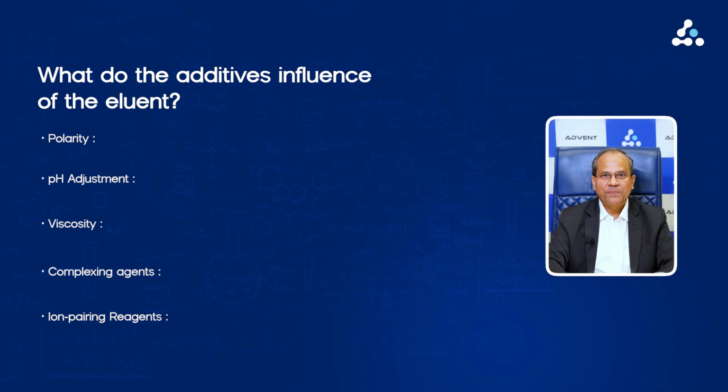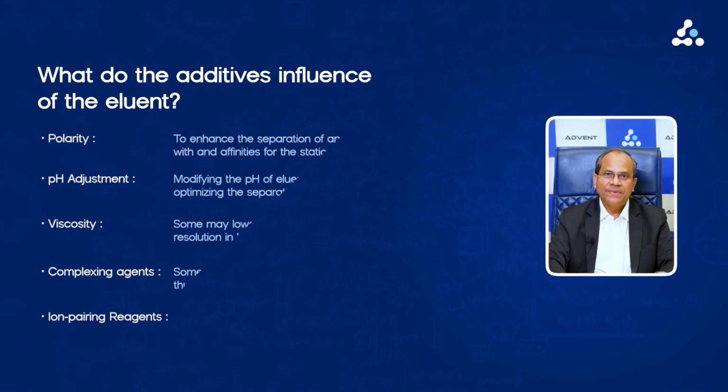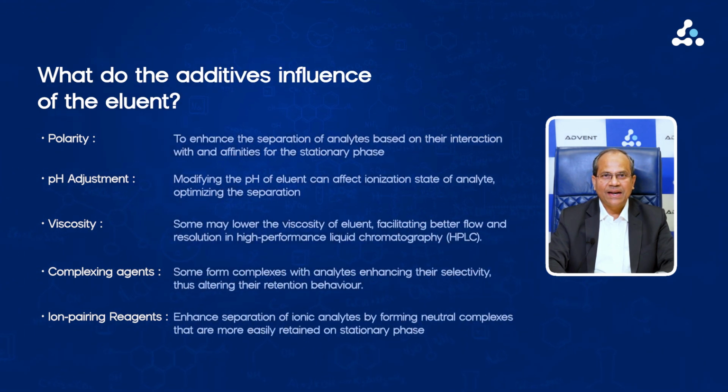First is polarity. They change the polarity of the eluent, thereby enhancing the separation of analytes based on their interaction with the stationary phase. Second, they modify the pH of the eluent, affecting the ionization state of the analyte, thus optimizing the separation process. Third, they may lower the viscosity of the eluent, thereby facilitating the flow and resolution of analytes in HPLC. Fourth, they may form complexes with analytes, enhancing their selectivity, thus altering their retention behavior.